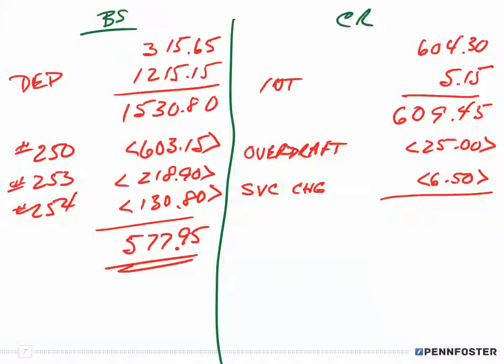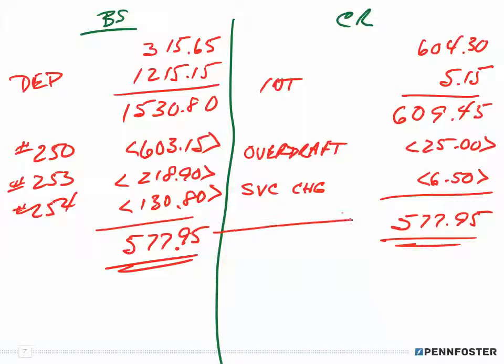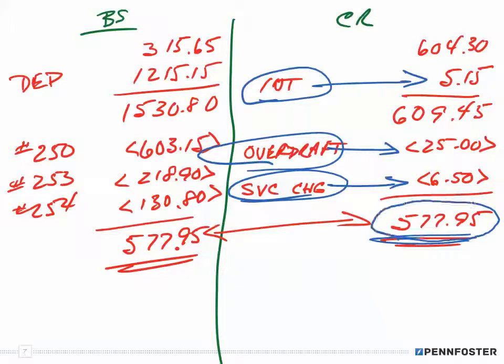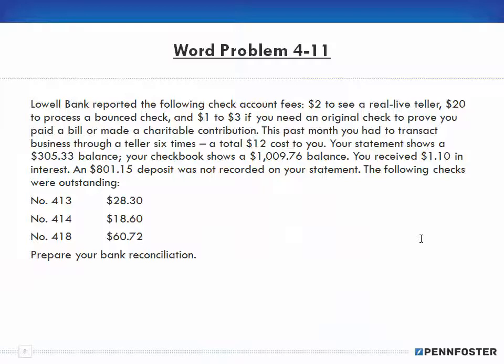Minus $25 minus $6.50, and I should have $577.95. Okay, that equals that. So I'm reconciled and it's good. And all I need to do now is go back into my check register and write in this amount for the interest, this amount for the overdraft, and this amount for the service charge. And when I add those in and calculate my balance, the final balance in my check register should be that amount. Okay. Move on to the next problem.